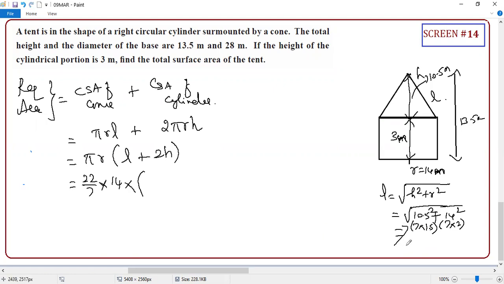So root 7 directly comes out. So what will be inside? 1.5 square plus 2 square. We can easily simplify this. No, sir, I'm not clear with that. No problem. You do 10.5 square plus 14 square and take out the root. Finally, your answer will be, student, 17.5. I'm leaving the decision to you, whichever way you are going to do. This L, you are going to put 17.5.